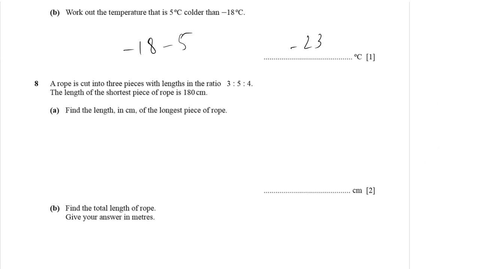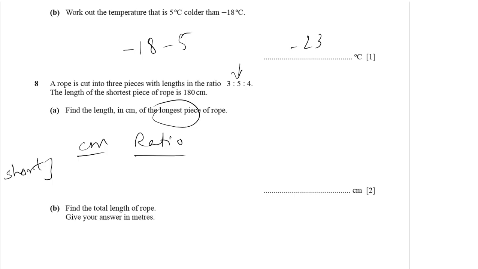Find the length of the longest piece. These are the ratios of three pieces. So the longest one is this one. So you can use the method of cross multiplication over here, method of rate. So first I will write the centimeter, then I will write the ratio. Let's first of all use shortest.